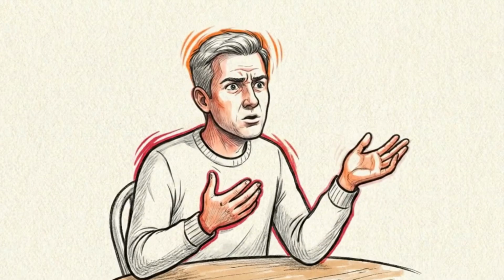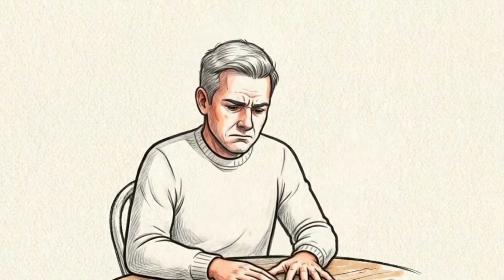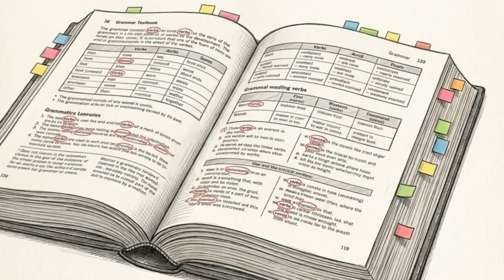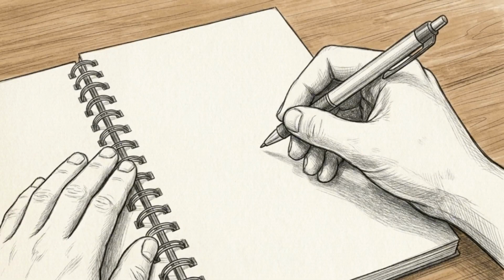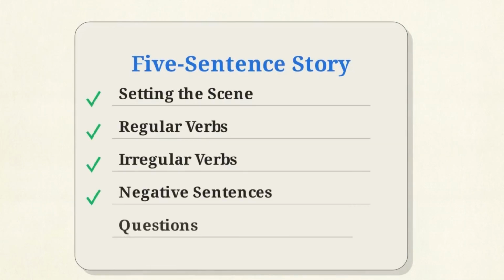Do you ever find yourself struggling to tell a simple story about your weekend, freezing up because you're trying to remember all of the complicated English verb rules? Today, we're going to fix that. In the next 5 minutes, you will learn to build a perfect, grammatically correct 5-sentence short story about a recent event.